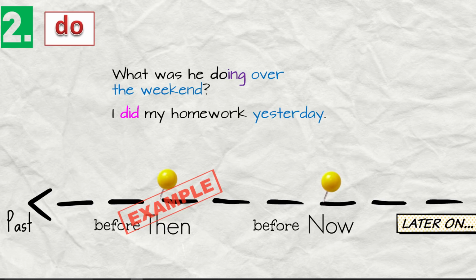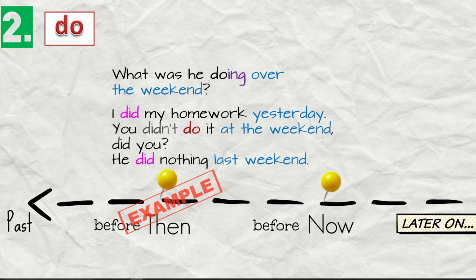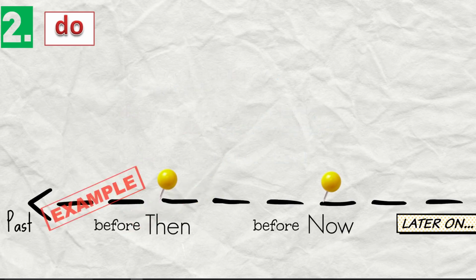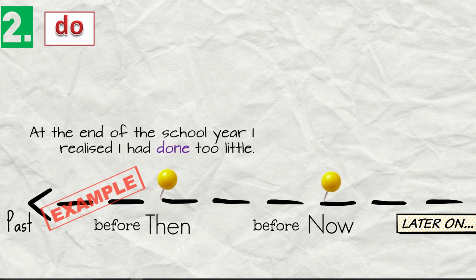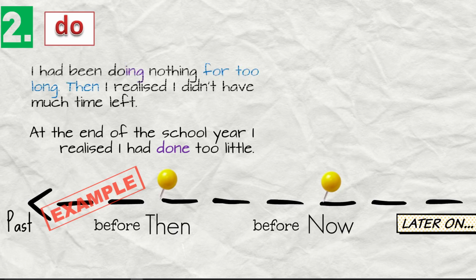I did my homework yesterday. You didn't do it at the weekend, did you? He did nothing last weekend. And before then, examples. At the end of the school year, I realized I had done too little. I had been doing nothing for too long. Then I realized I didn't have much time left.